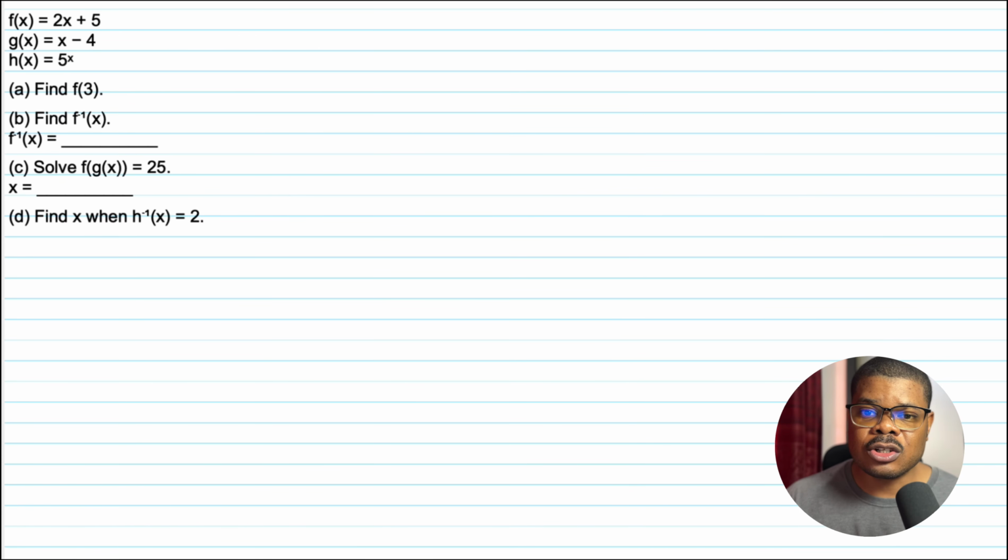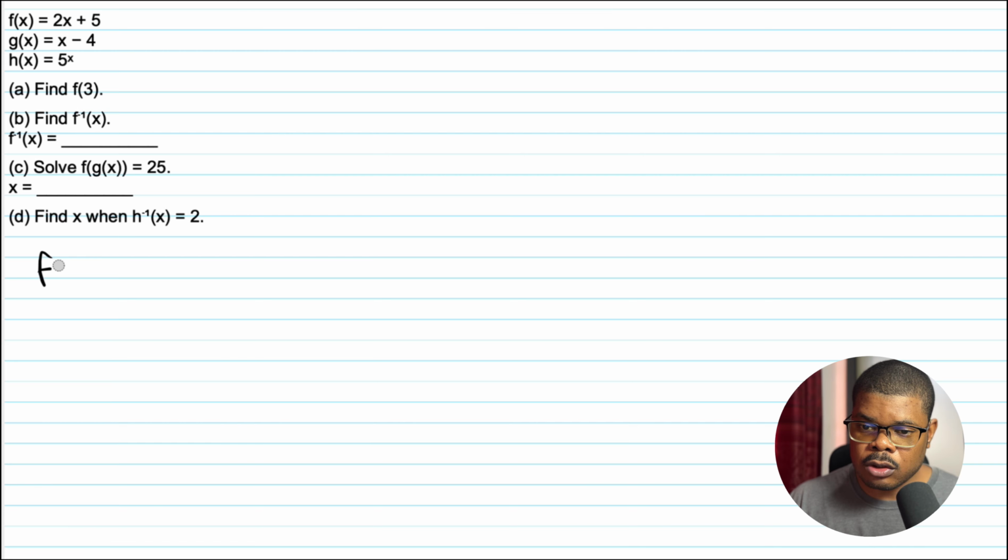So we have a question on screen that says f of x is equal to 2x plus 5, and then g of x is equal to x plus 4, and then h of x is equal to f raised to the power of x. The first question is to find f of 3. So let's begin with that.